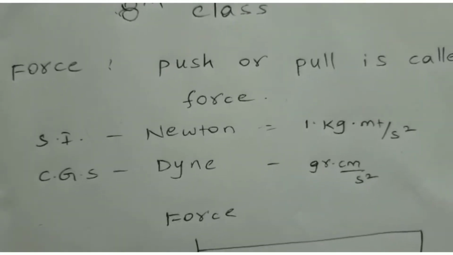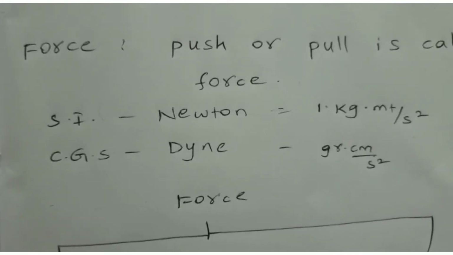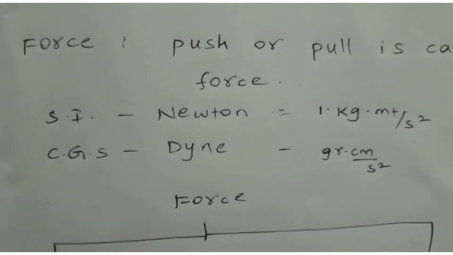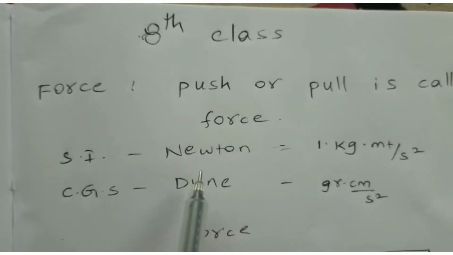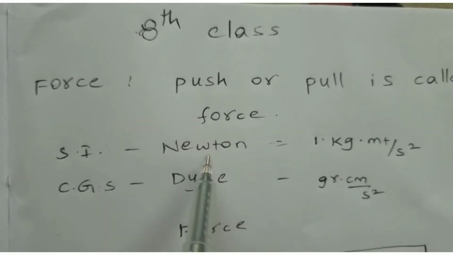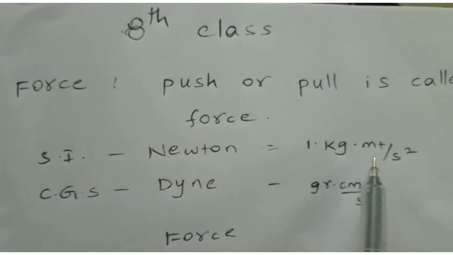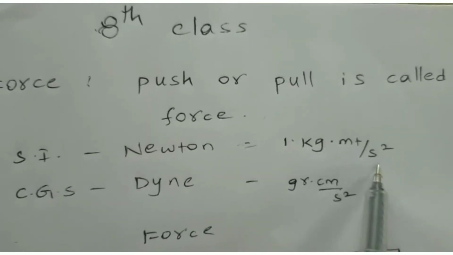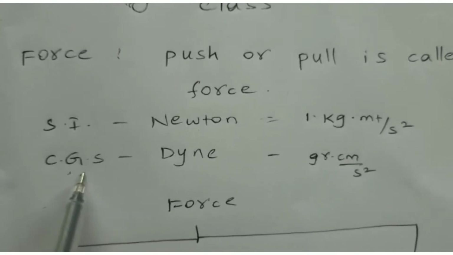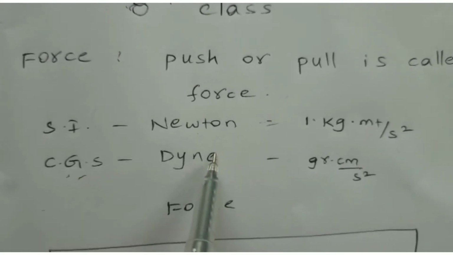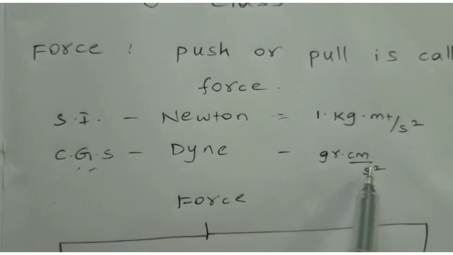So what is the unit of force? We are measuring the force in SI unit. SI, system of international unit, is Newton or kilogram meter per second square. And the CGS unit is dyne, or gram centimeter per second square.